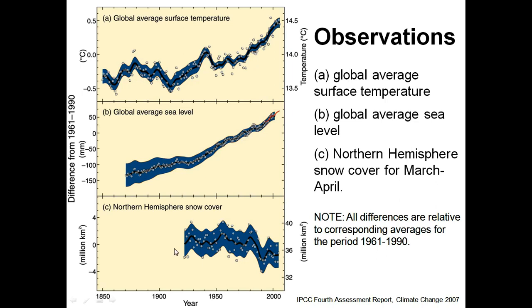The y-axis indicates snow cover for the lower panel, the second one is the global average sea level, the third one is the global average surface temperature, and the x-axis is the timeline. If you focus on this first one, global average surface temperature, you can clearly see that it's rising after about 1950. Sea level is again rising steadily, but snow cover is declining. So what is happening? Our globe is warming up.